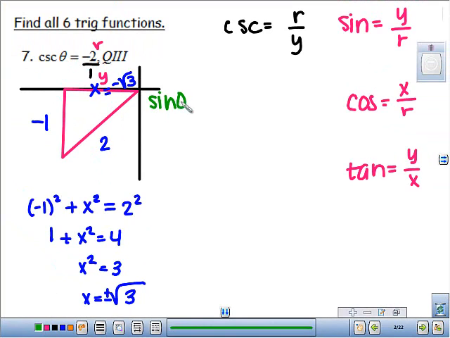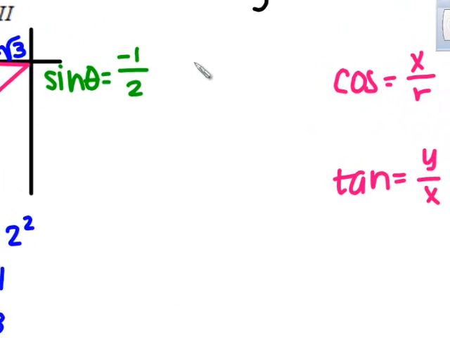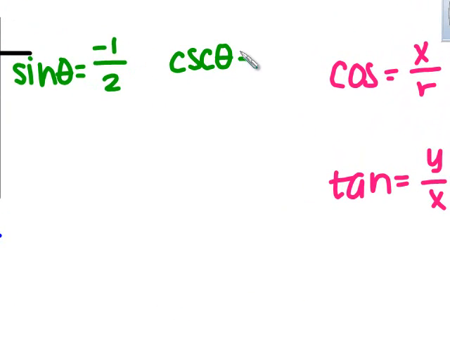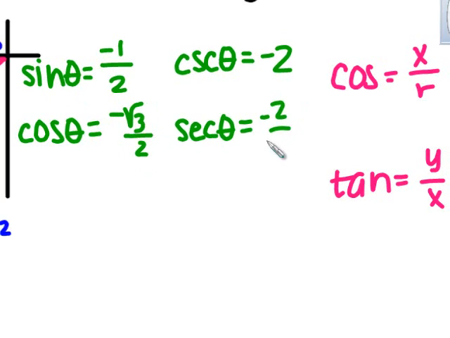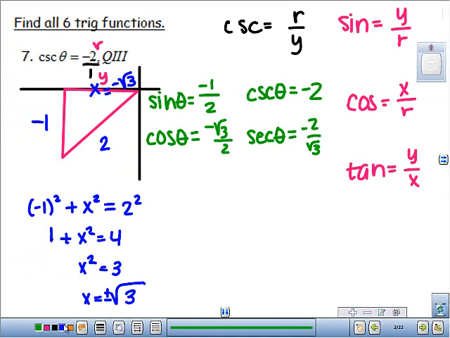And they ask for all 6 trig functions. We'll start with sine. Y over r. Cosecant is given to us. Cosine is x over r, and secant is the reciprocal. When you flip this, you're going to end up with a root in the denominator, so you'll rationalize and get -2 square root of 3 over 3.